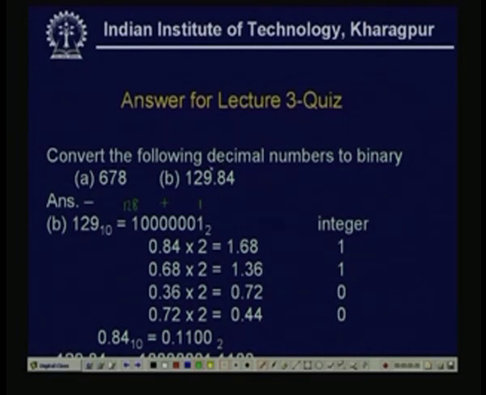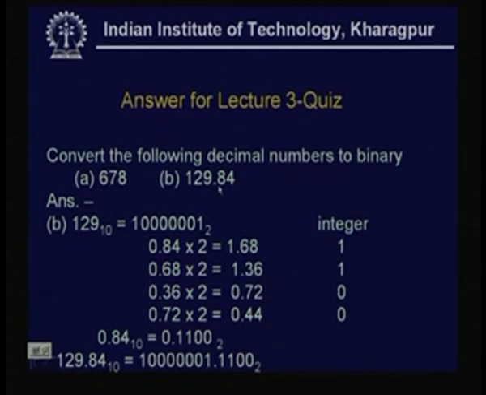Now the non-integer portion I can get by repeated multiplication by the radix value. The first non-integer is 0.84; multiplied by 2 it becomes 1.68 and the integer is 1. Similarly, I take the non-integer portion again and multiply by 2, getting another integer 1, and in that way the next digits are 0 and 0. So the non-integer portion 0.84 in decimal is 0.1100 in binary. So the number 129.84 in decimal is converted to the binary number 10000001.1100, and this is approximated.